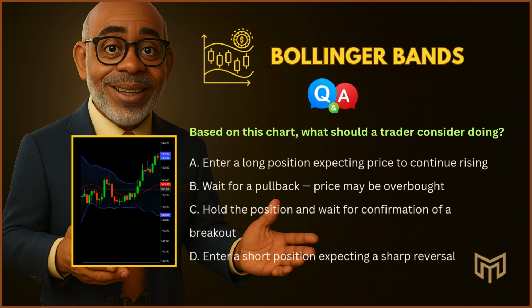Knowledge check. Look at this chart showing the USD against the JPY pair. Price has just touched the upper Bollinger Band and is showing upward momentum. Based on this chart, what should a trader consider doing? Is it A, enter a buy position, expecting price to continue rising? B, wait for a pullback, price may be overbought? C, hold the position and wait for confirmation of a breakout? Or D, enter a sell position expecting a sharp reversal? You have 10 seconds to record your answer. If you need more time, pause the video.